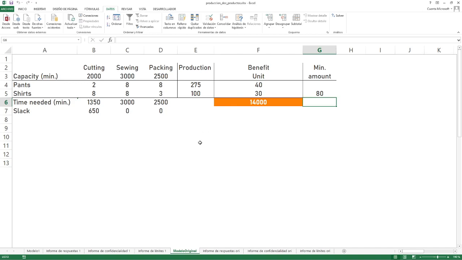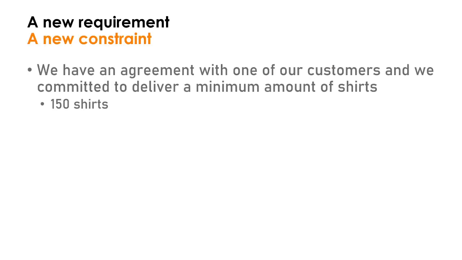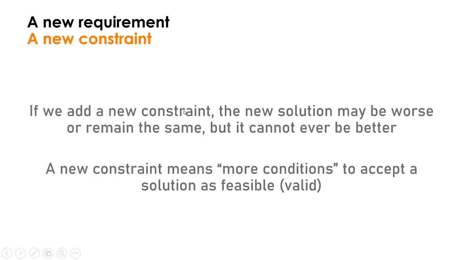So when a new constraint appears in a problem, it happens the opposite of what happened with a new variable, because the new variable represented the chance of doing new things. The constraint means that we have to satisfy new requirements, so we might already be satisfying that constraint, that requirement, or not. So the new solution may be worse, or in the best case it might remain the same, but it cannot ever be better than the one we used to have. So by means of imposing a new constraint, a new requirement, there's no way we can improve our solution.